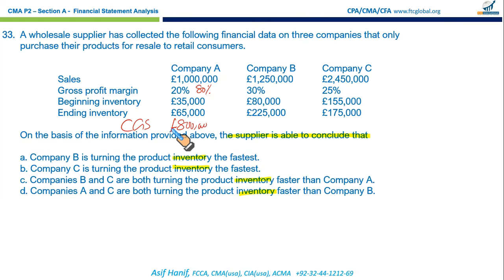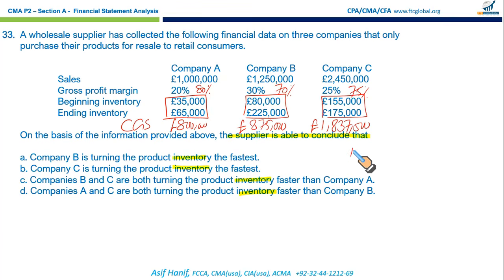For company B, gross profit margin is 30%. That means CGS would be 70%. 70% of 1.25 million is 875,000. And for company C gross profit margin is 25%. 75% would be CGS. So 75% of 2.45 million is 1.8375 million. Right. So we got CGS. Can we find our average inventory? It is pretty straightforward. 65 plus 35 over 2, 80 plus 225 over 2, and 150 plus 175 over 2.